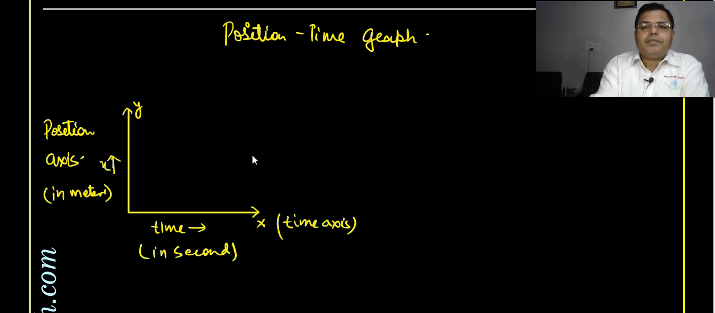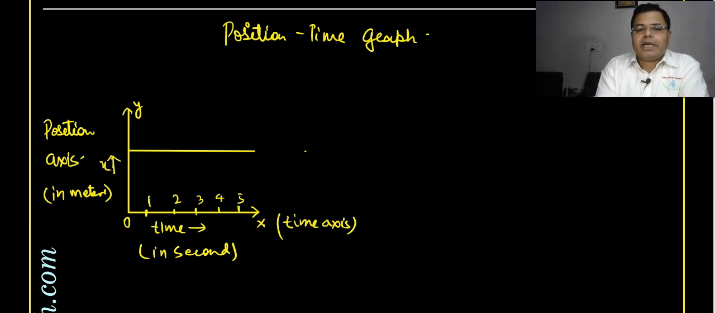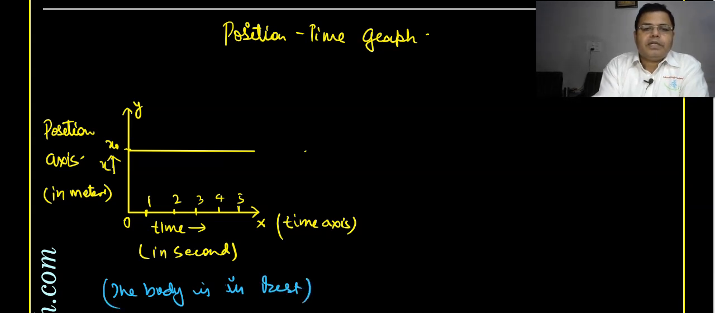So if the graph of a particle is like this, then with increasing time, there is a zero. Time is 1, time is 2, time is 3 second, time is 4 second, time is 5 second. But with each passing time, the position, say this is x naught, will remain the same. So this graph represents that the body is at rest. This is the position time graph, and it represents that the body is at rest.